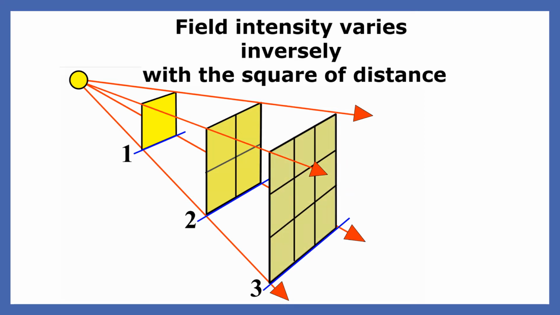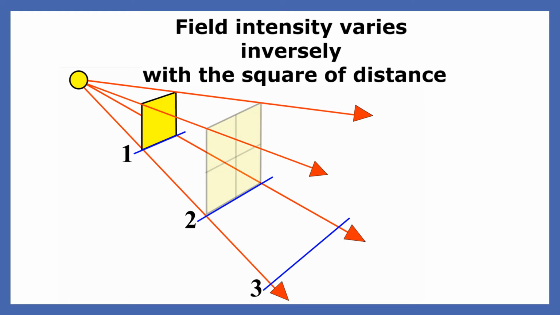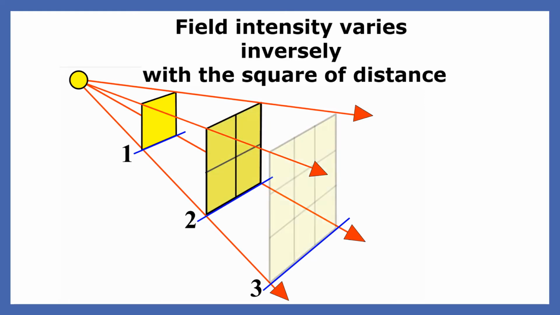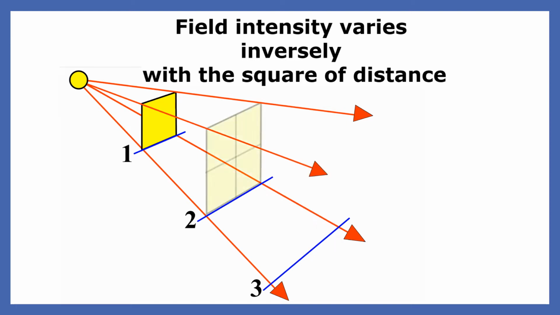We've doubled the distance, 1/4 the intensity. Now look at triple the distance. The field stretches now to occupy a space that is 9 times the original area, so now it's 1/9 of its original intensity.